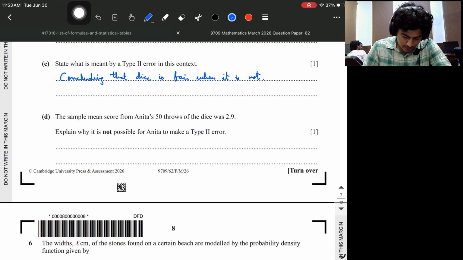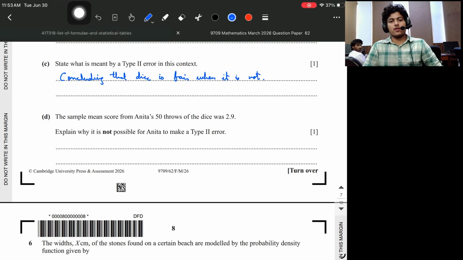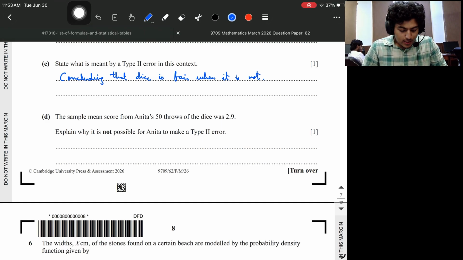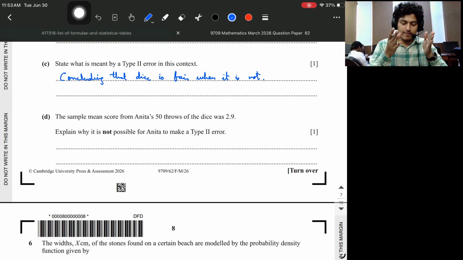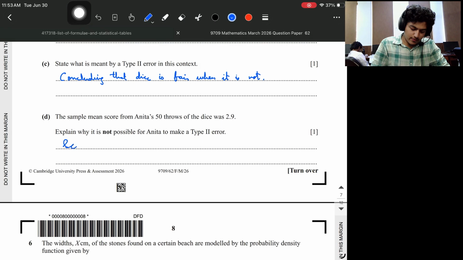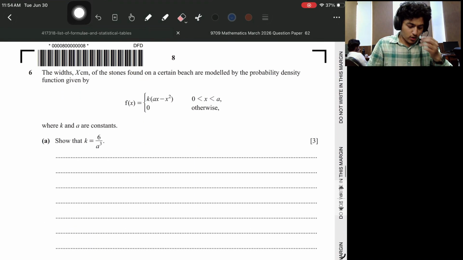Explain why it is not possible for Anita to make a type 2 error. The only possible reason that Anita would not make a type 2 error is if her test statistic, or her score, is in the critical region, right? So if her score of 2.9 is in the critical region, only then will she not make a type 2 error. And you could have also written that the null hypothesis was rejected, or basically H naught was rejected, right? Now moving on to the last question.